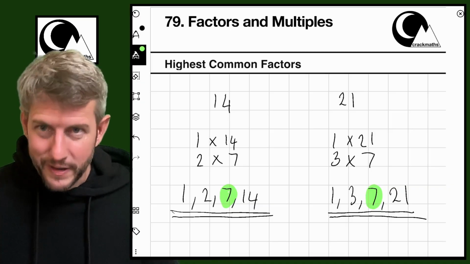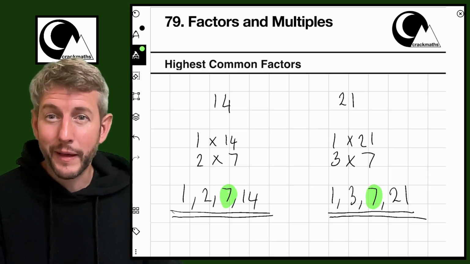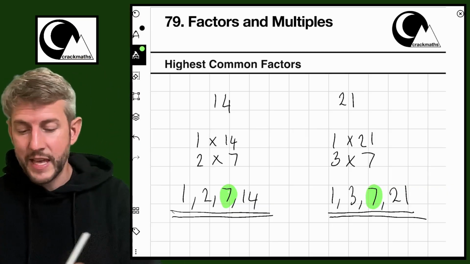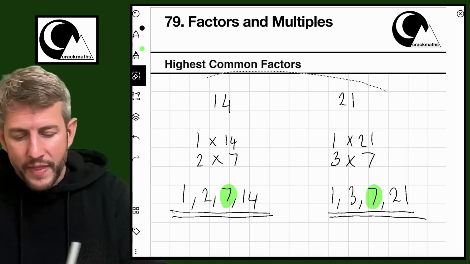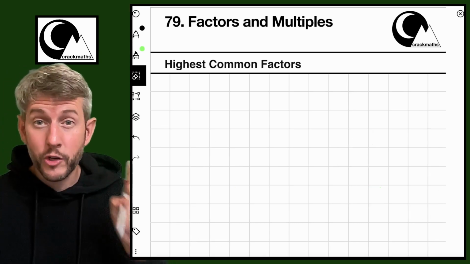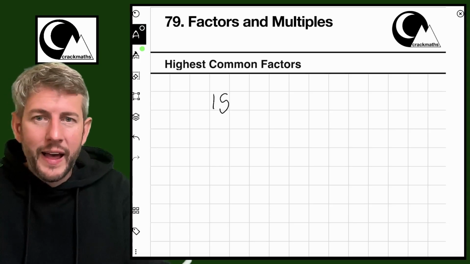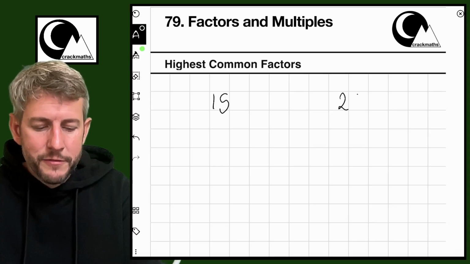Everything's got 1 as a common factor, so we don't really ever shout about that. So here we go. The highest common factor for these two numbers is 7. Let's try one more, and then we'll look at an example of this in context. Let's this time say we're going to take 15 and we're going to take 25.